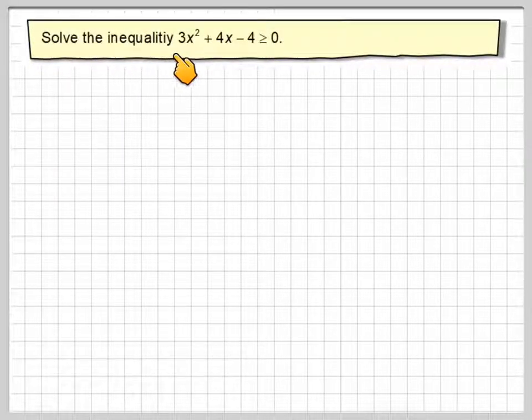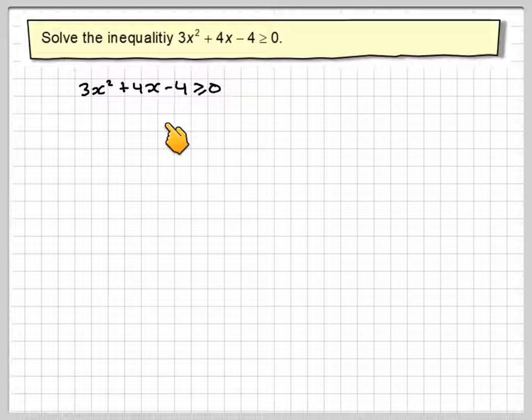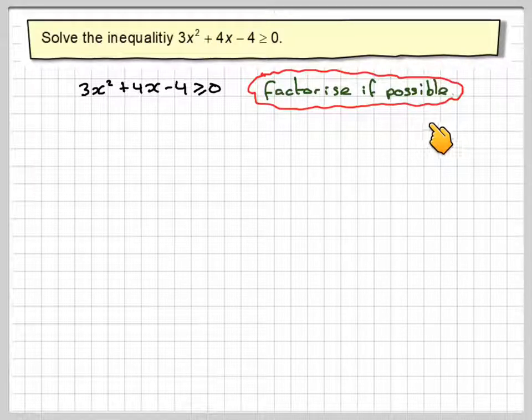We're going to solve the inequality 3x squared plus 4x minus 4 is greater or equal to 0. So we've got 3x squared plus 4x minus 4 is greater or equal to 0. So factorise if possible, and it probably always will be at IGCSE.